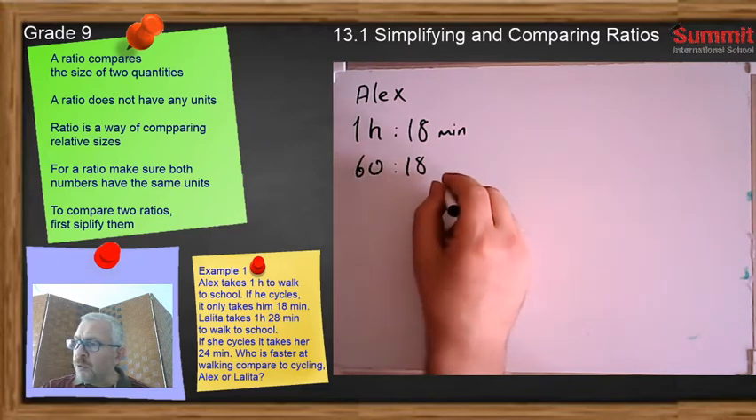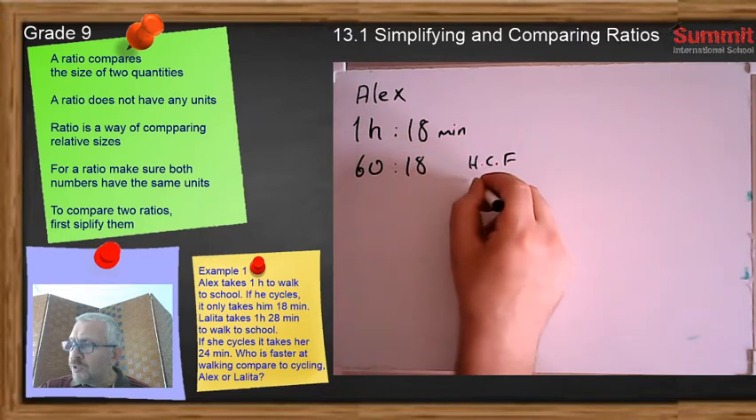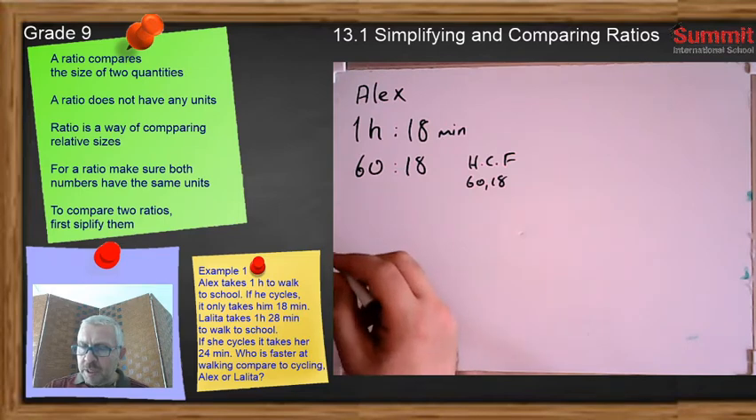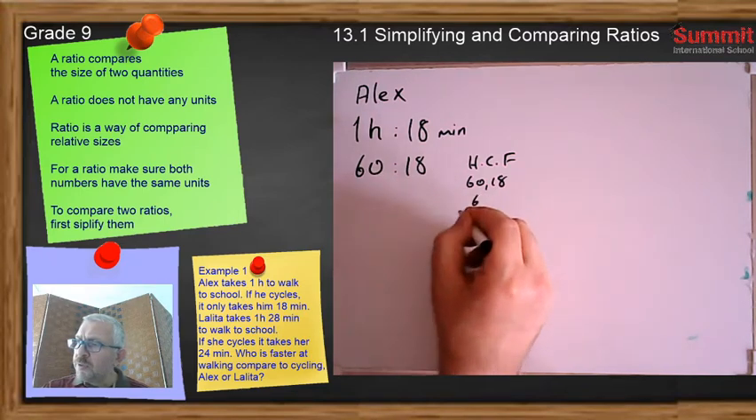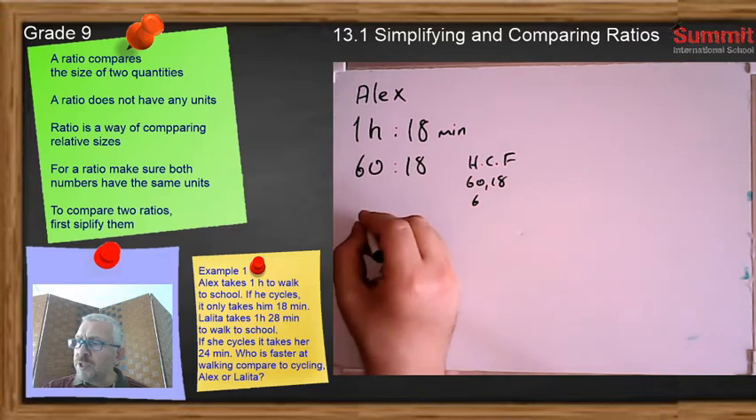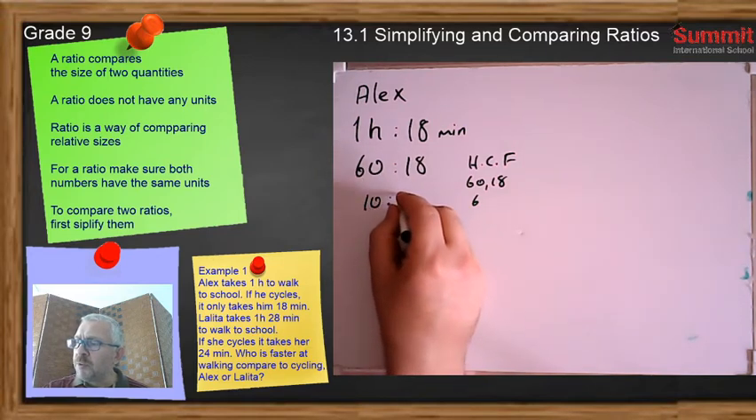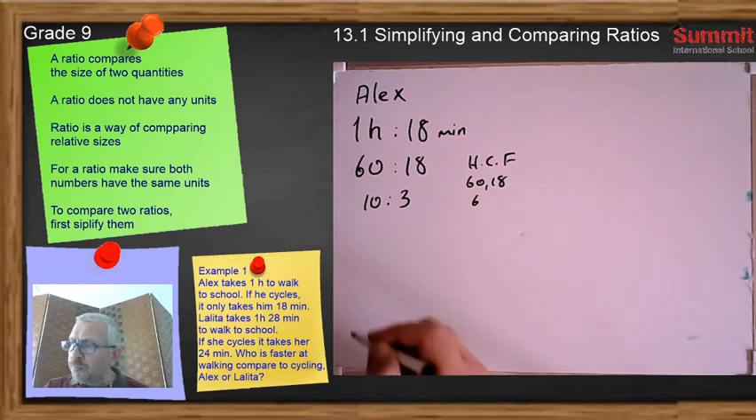For this one, we are going to find the highest common factor of 60 and 18. This one is 6. Now here 60 divided by 6 is 10. 18 divided by 6 is 3. Now this is the ratio for Alex in simplest form.